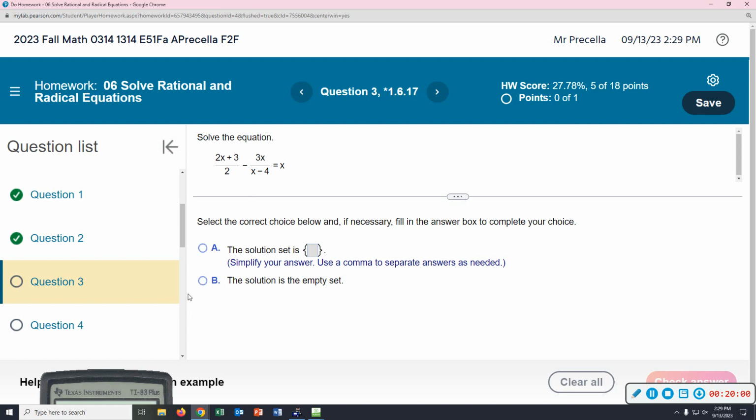Every assignment, every problem starting with number 3 is going to have the option of an empty set, because maybe you're going to get a solution that's not really a solution.